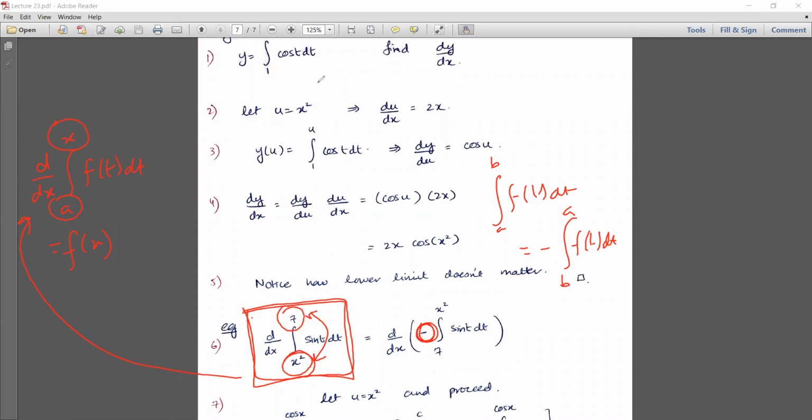So by doing that, I'm now making sure that the lower limit is a constant and the upper limit is a function of x. Now, what do I do after this? How do I apply the fundamental theorem? Again, just like above, I apply the chain rule, right? So this would be negative sine of x squared times the derivative of x squared, which is 2x. Any questions?